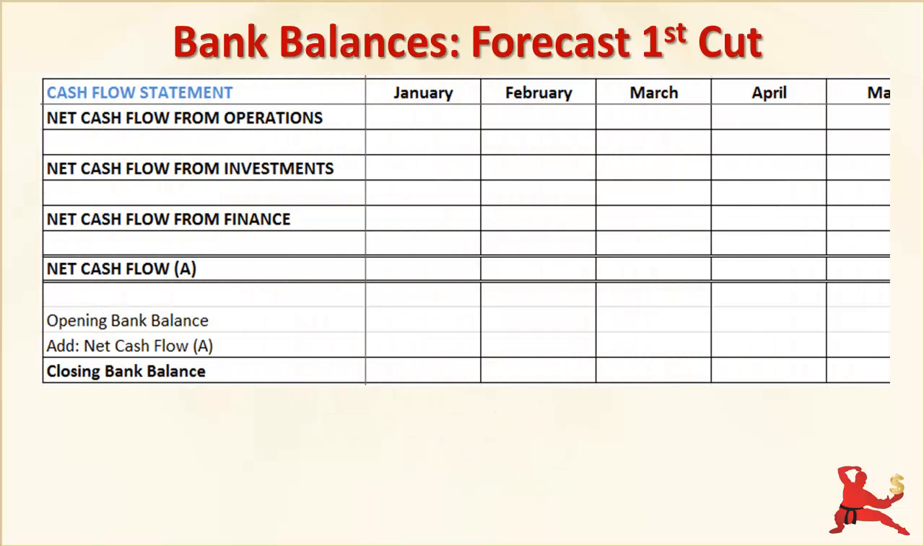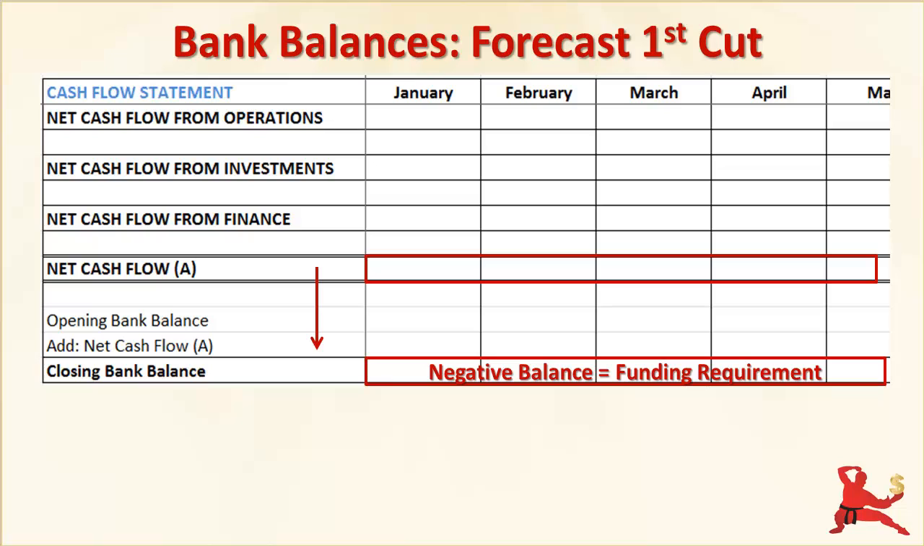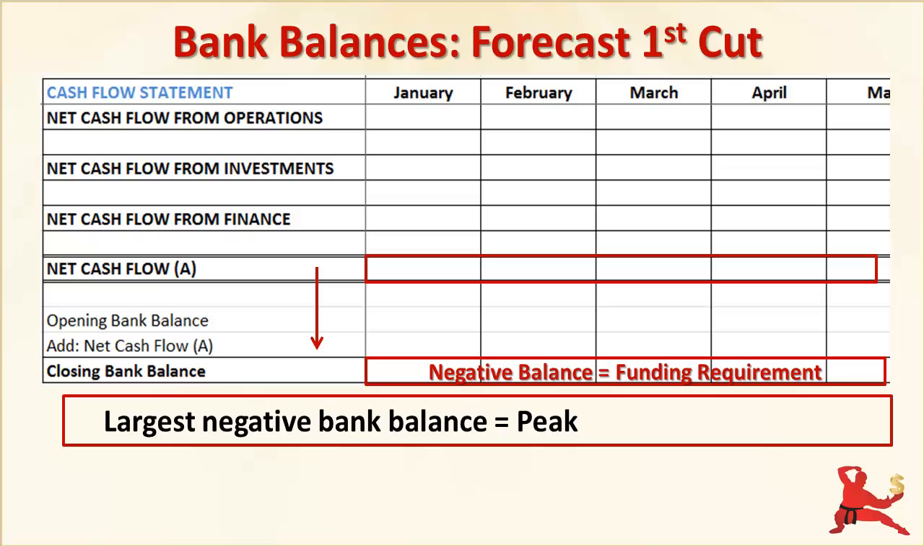The layout of the bank balances section in the forecast cash flow statement is pretty simple. Your forecast net cash flow feeds into the bank balance section and gives you the projected closing bank balances in the forecast period. Negative bank balances means you will need additional financing to achieve your business objectives. The largest negative bank balance in the forecast period will be the expected peak funding requirement.